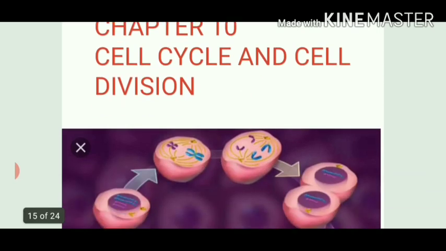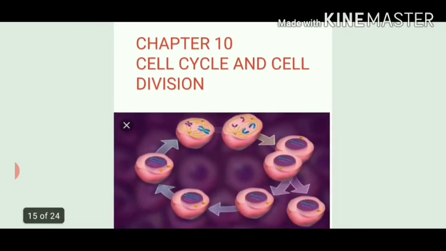Then chapter number 10 talks about cell cycle and cell division. Here, in both plant and animal cells, when reproduction takes place, we see how a single zygote cell divides and can make a full organism.